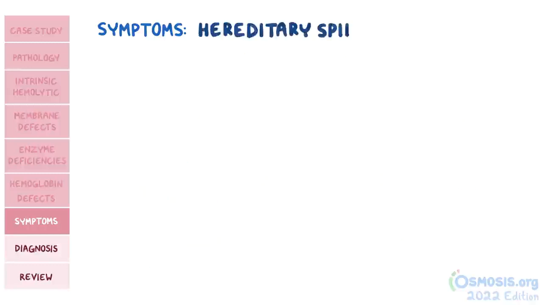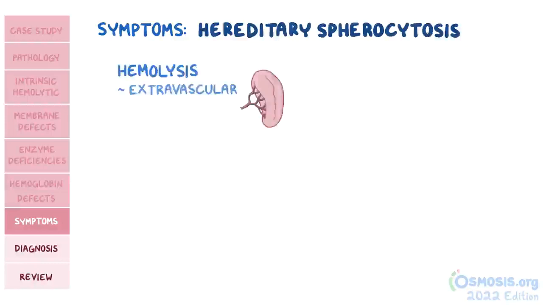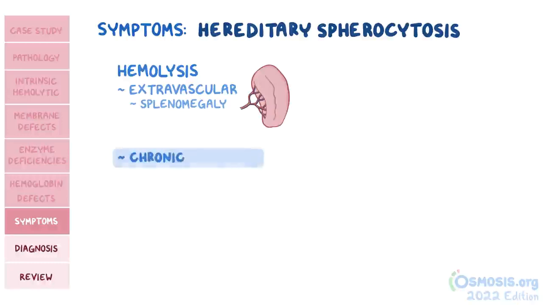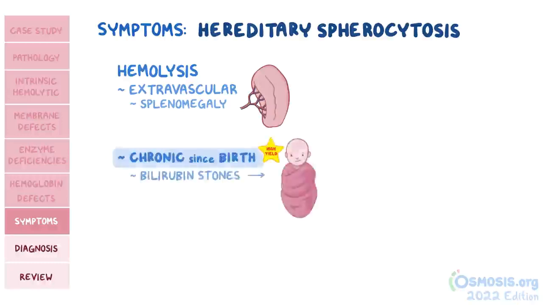In hereditary spherocytosis, because hemolysis is extravascular and occurs in the spleen, there's often splenomegaly. For your exams, remember that individuals with hereditary spherocytosis have chronic hemolysis since birth, and thus they can develop bilirubin stones and cholelithiasis at an early age.